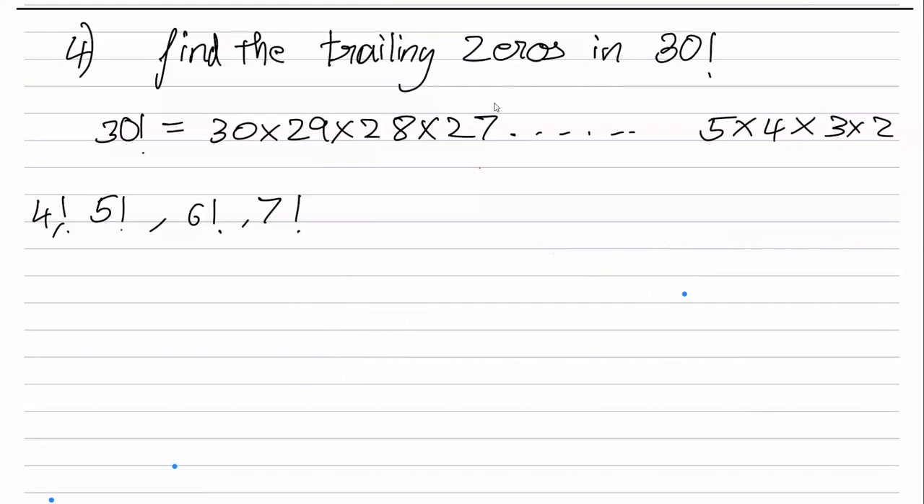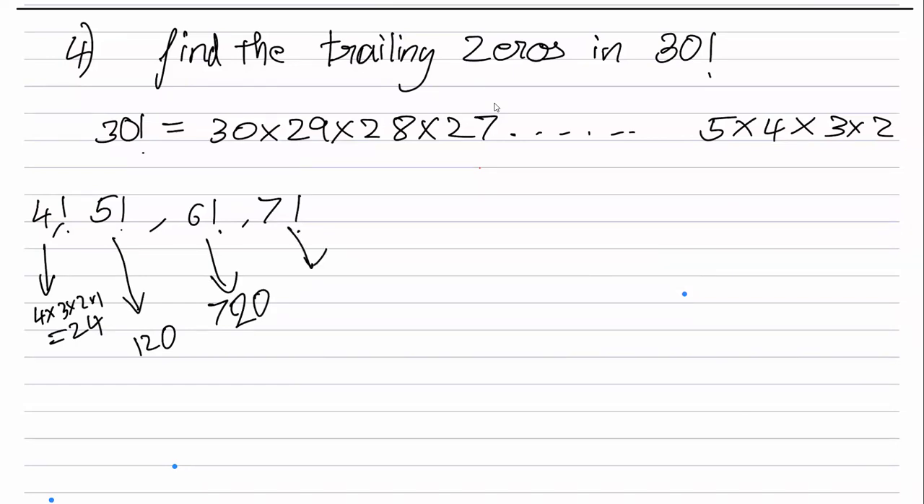You just check. See, 4 factorial is 4 times 3 times 2 times 1, and that is equal to 24. 5 factorial is 24 times 5, so 120, sorry. 6 factorial is 720, and 7 factorial is 5040. Okay, so notice a pattern over here and try solving the question.